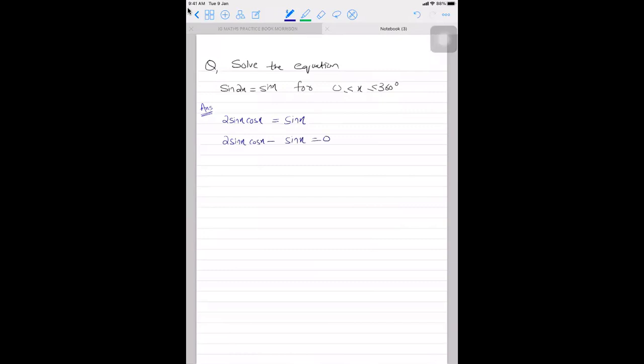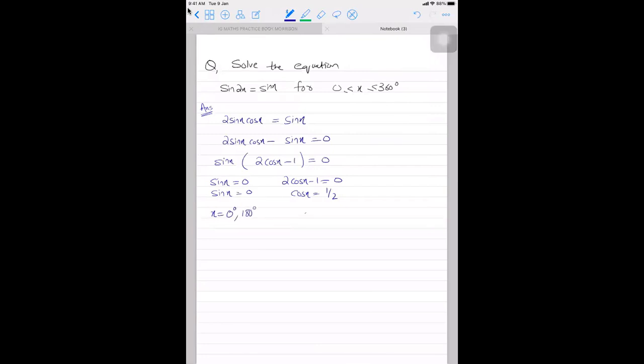Is there anything that I can take common out? Sine x. So sine x times (2 cos x minus 1) equals 0. Since I have 0 on the other side, I'm going to say sine x equals 0 and 2 cos x minus 1 equals 0. So I just need to solve the two equations separately for the values of x. So from here you can get x as 0 degrees and 180 degrees.